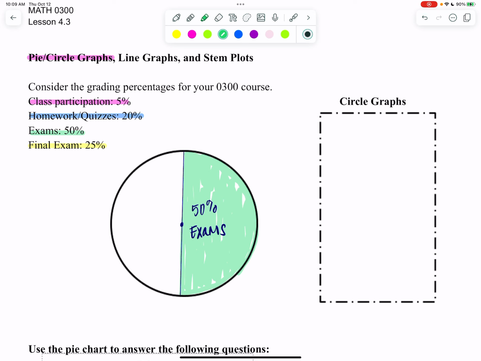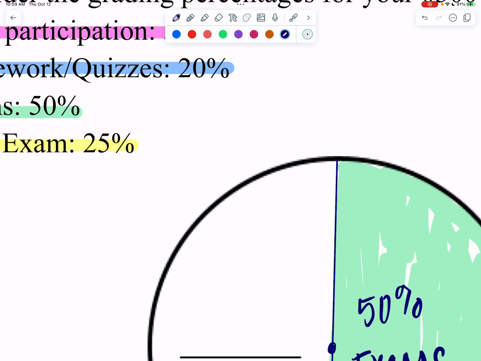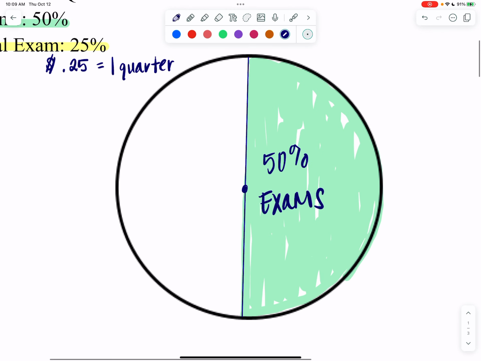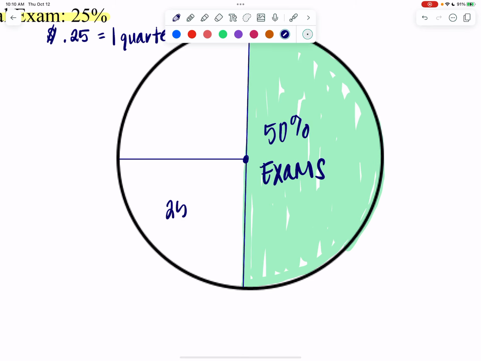Okay, now let's look at your final exam. The final exam counts for 25%. Now I know that 25%, if I look at it in money, is 25 cents. I know 25 cents is equal to 1 quarter. That's because 4 quarters make $1. Well, that means 4 quarters of our circle make a whole circle. So I'm going to make what's left of my circle in half. I get 25% for the final. I'm going to make it yellow.